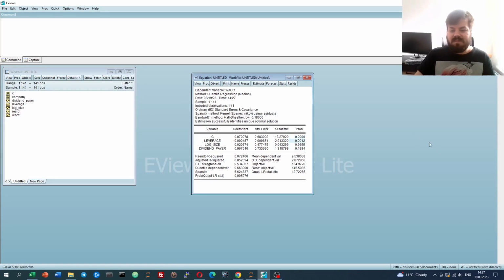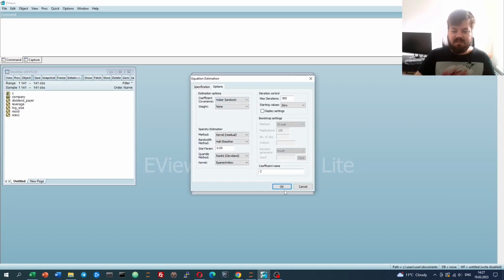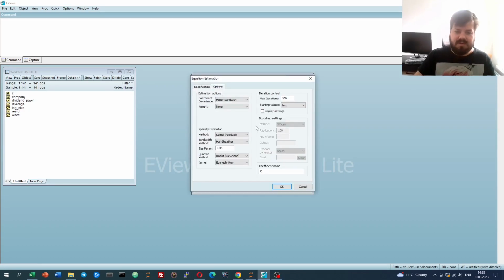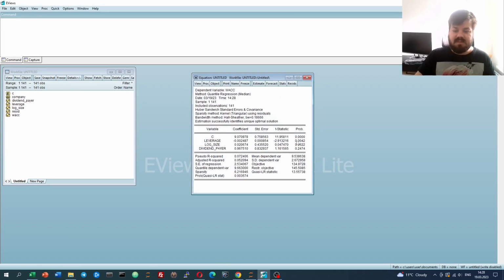However, the p-value for leverage, for example, becomes much lower. Back to Huber sandwich, we'll see that this p-value is now higher than 1%, whereas it was lower than 1% for ordinary covariance, quite typical for robust standard errors. And if we change the kernel to something, for example, like triangular kernel, we'll see that it also does change the results quite a bit.